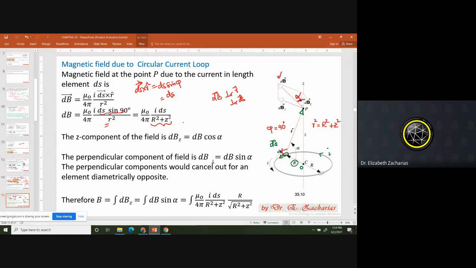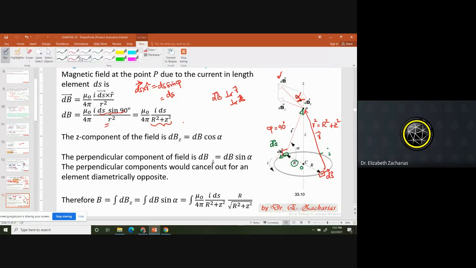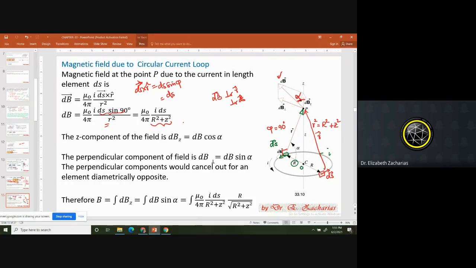Next, we have to take a similar element, a mirror image element. This is our ds now. Then next you have to take an r vector. This is going to be your r vector. And you have to get a dB for this. Let me use some other pen color for that. If I get the dB because of this mirror element, I'm going to get dB like this. And I will see that this dB is again going to make an angle alpha.